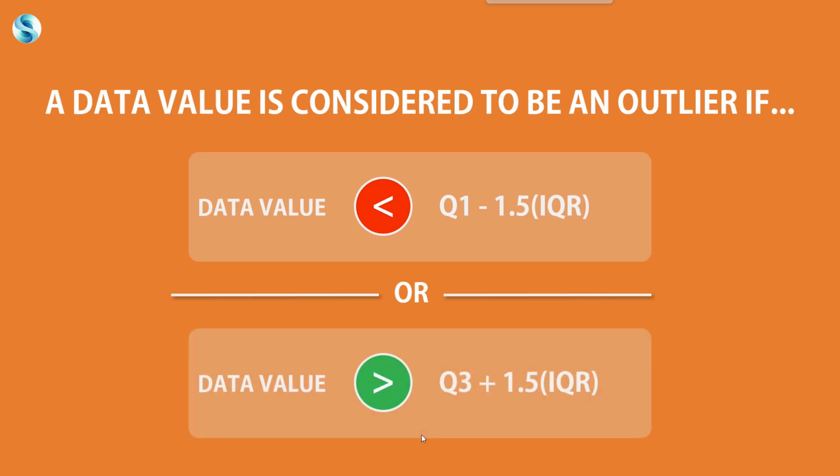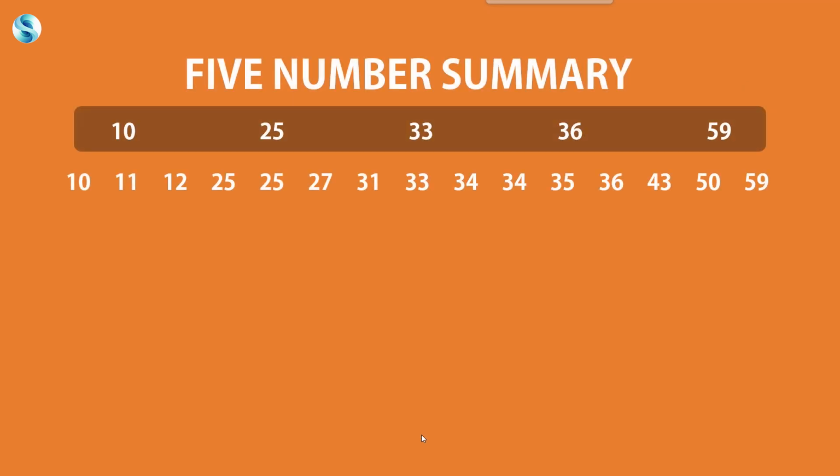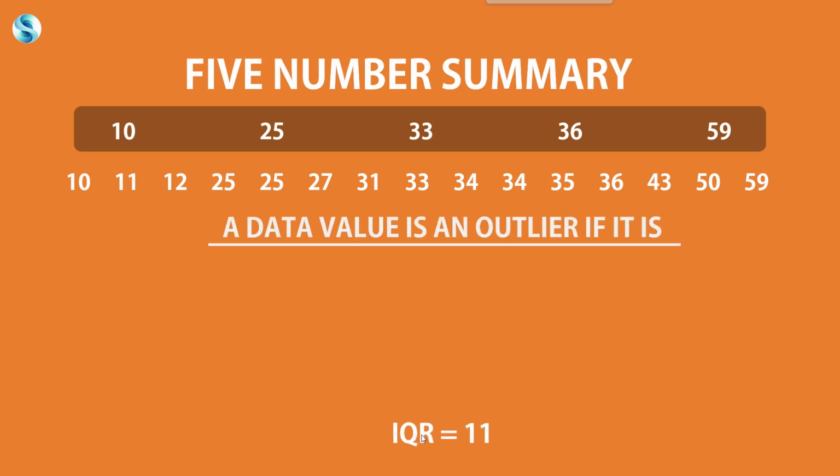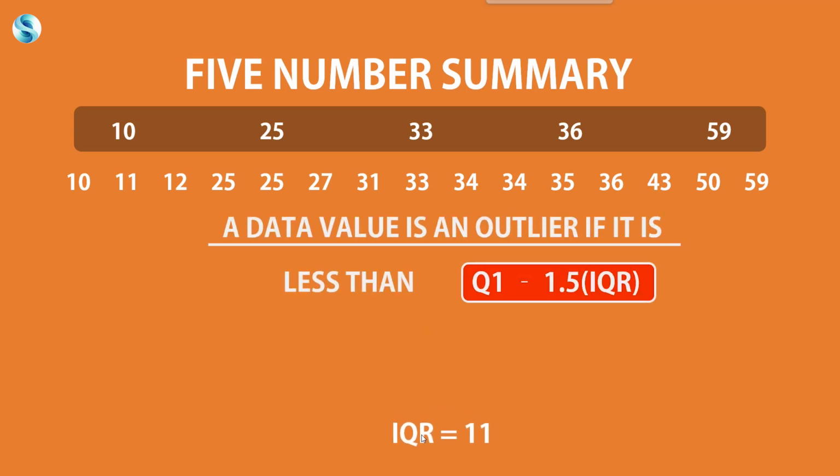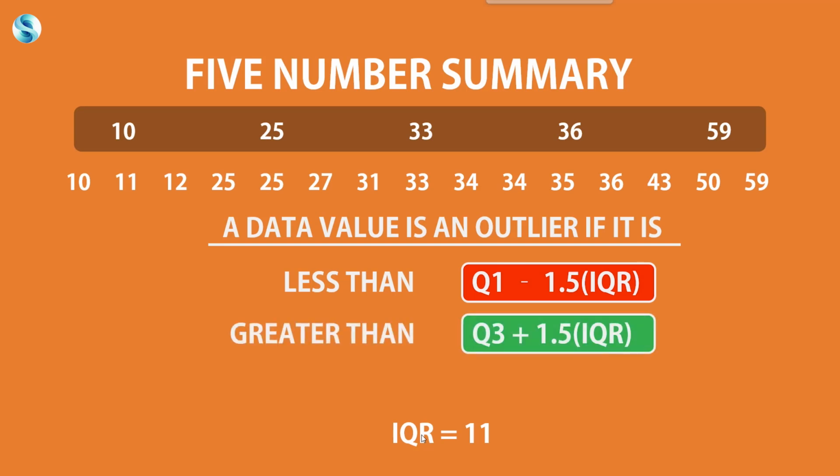So if you remember the following dataset, we had calculated the 5-number summary to be 10, 25, 33, 36, and 59. To check for outliers, we first need to calculate the interquartile range. We found that Q3 is equal to 36, and we found that Q1 is equal to 25. When we simplify this, we get the answer of 11. Now we say that a data value is an outlier if it is less than Q1 minus 1.5 times the interquartile range, or if it's greater than Q3 plus 1.5 times the interquartile range.